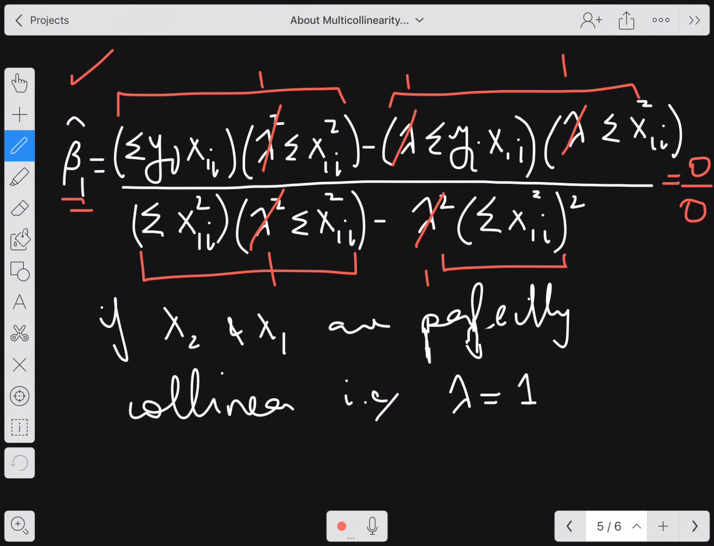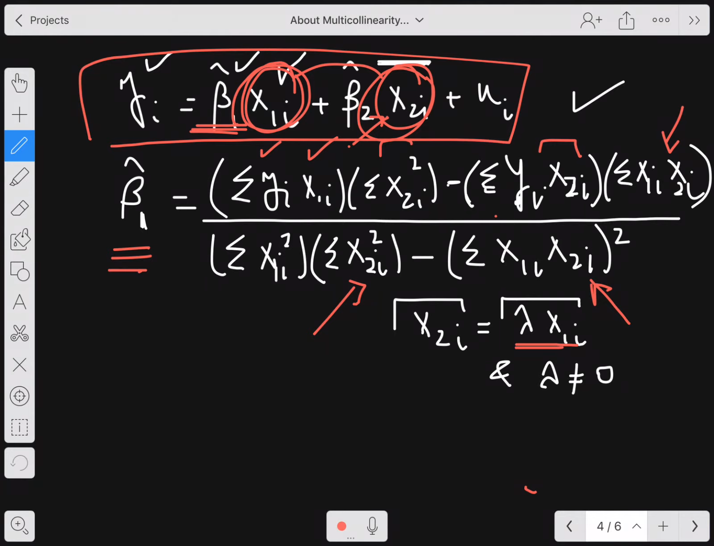So we were talking yesterday about what we did in class last Tuesday, and I was talking about the case in which x2 and x1 are perfectly collinear, and we said that this would be the equation that would connect them, in which x2i is equal to lambda x1i. In this example, we're assuming that lambda could be any number that is not equal to 0.